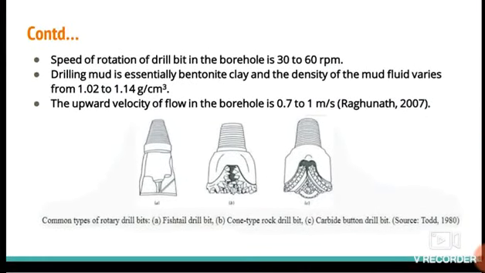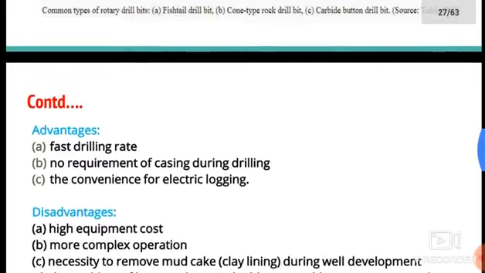The speed of rotation of the drill bit in the borehole is 30 to 60 rpm. Drilling mud is essentially bentonite clay, and the density of the mud fluid is 1.02 to 1.14 gram per centimeter cube, and the upward velocity of the flow in the borehole is 0.7 to 1 meter per second. This value is taken from Raghunath 2007.